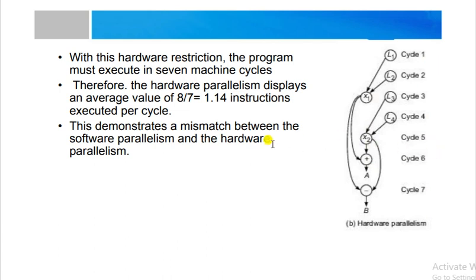So what is the average hardware parallelism? There are 8 instructions and we need 7 cycles for executing them. So 8 divided by 7, 1.14 instructions executed per cycle. It demonstrates the mismatch between the software parallelism and hardware parallelism. Hope you understand the mismatch of hardware and software parallelism through this example.